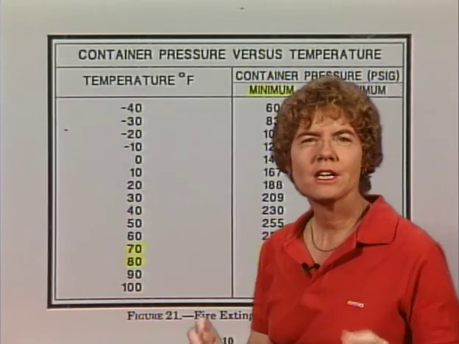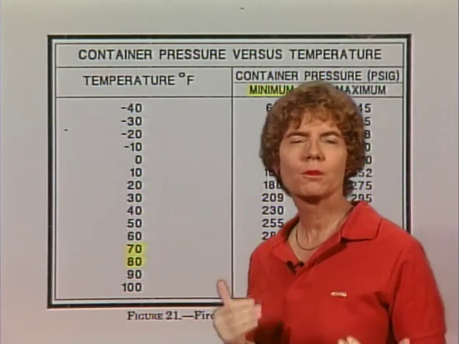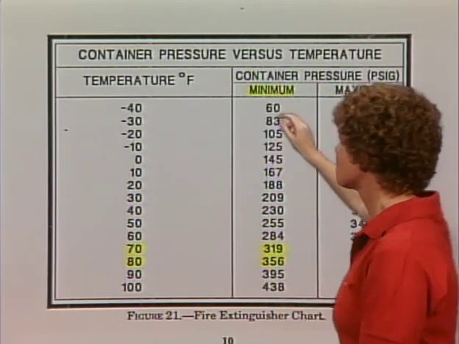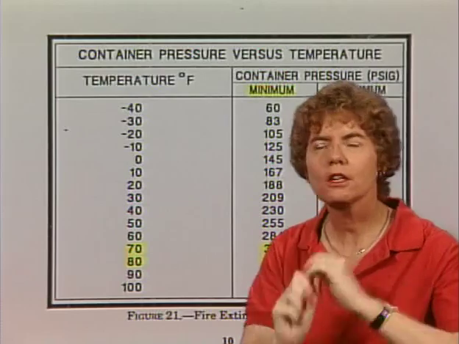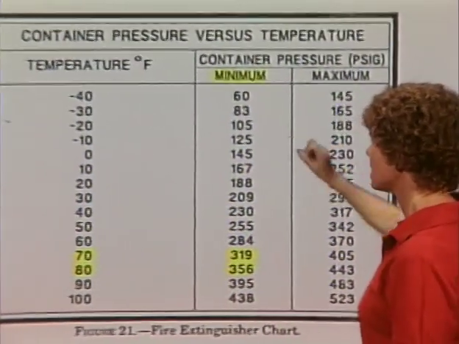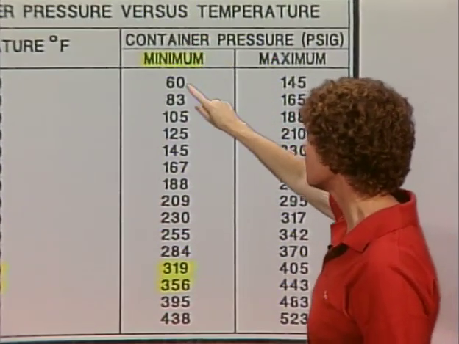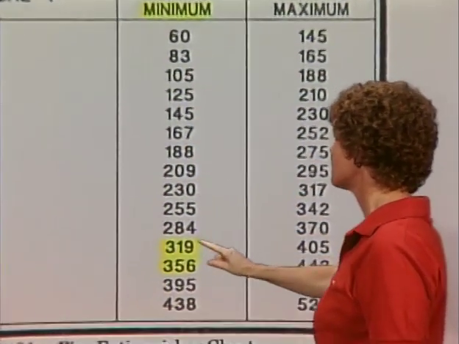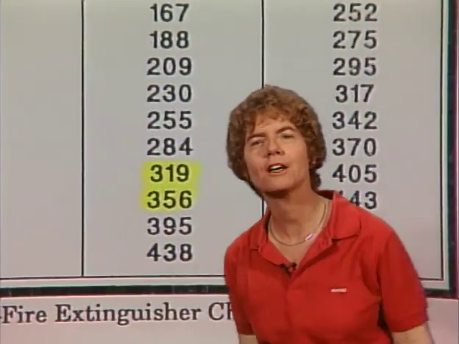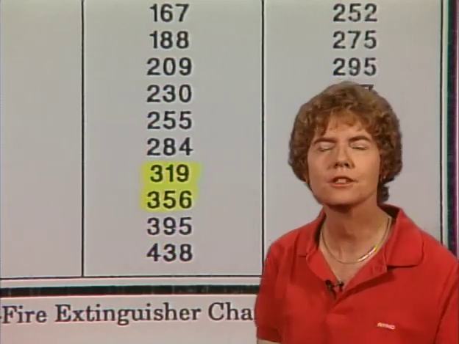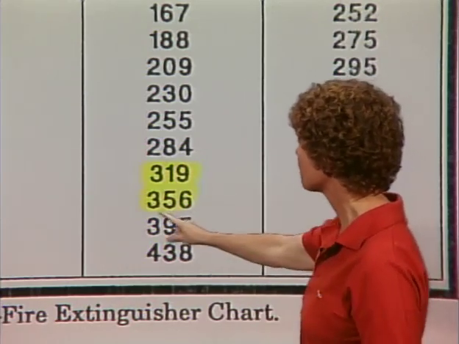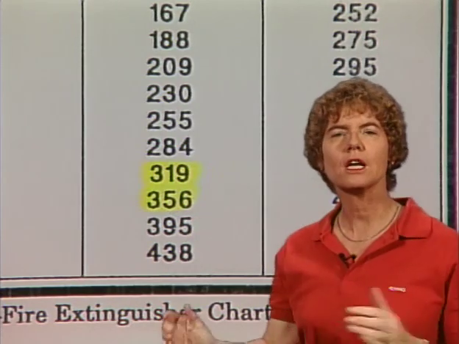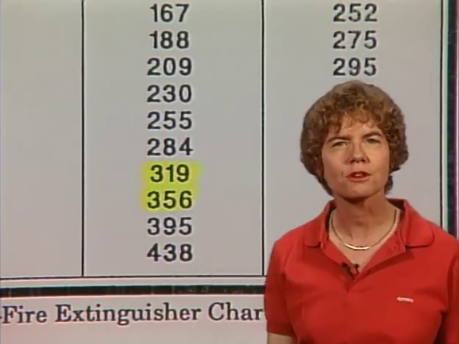That's half the problem. Next, we need to determine the allowable temperature at minimum pressure of 330 psig. So we take a look at the column for minimum container pressure, and we go down it looking for 330 psig. And son of a gun, of course, what happens again? It's not there. What we do have is 319 and 356. So again, we're going to have to do some interpolation.